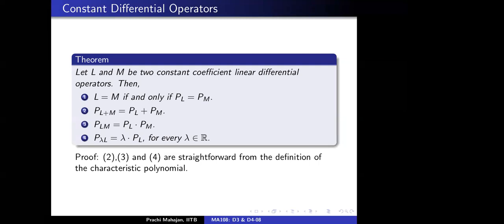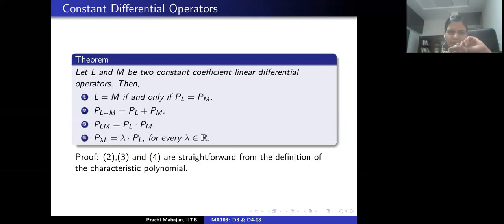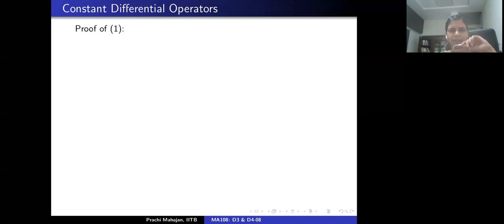All right. Yes. So let's just quickly fix the proof of part one, and let's see some examples that will maybe iron out many issues. So what is the statement of one? The two operators L and M are the same if and only if the associated characteristic polynomials are the same. Okay. All right.